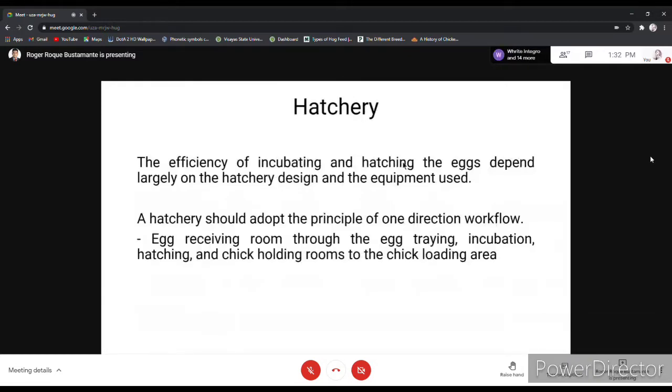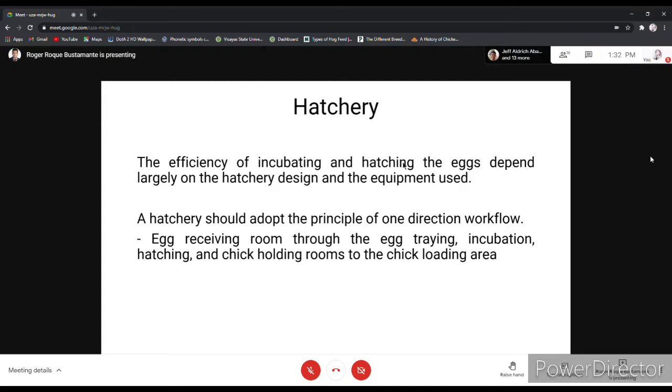Now the hatchery, the overview of the incubation process of poultry eggs. The efficiency of incubating and hatching eggs depends largely on the hatchery design and equipment used. A hatchery should adopt the principle of one-direction workflow, like, for example, egg receiving room, egg trays, incubation, hatching, and holding rooms for the chicks, until the loading area.